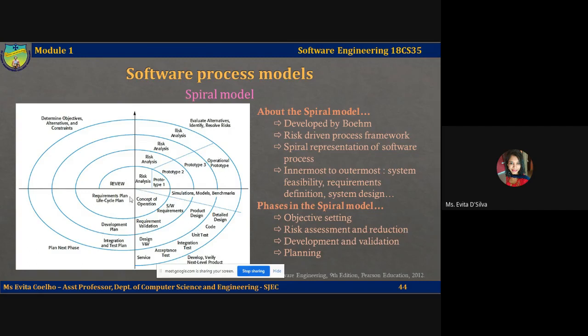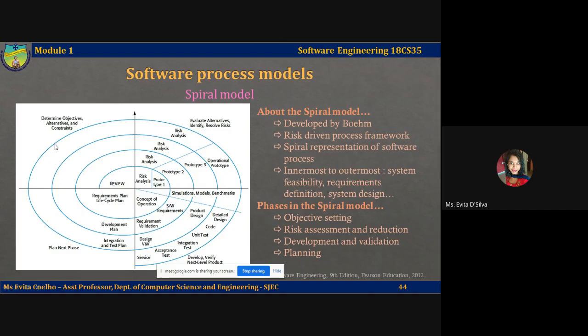So you can see here, you can see the multiple loops here. You can see that the innermost loop is concerned with the requirements plan. The next loop is concerned with the development plan. The next loop of the spiral is concerned with the integration and test plan, and so on. So you can see the innermost loop might be concerned with requirements feasibility study, the next loop with the requirements definition, the system design, the development plan, the testing, and so on.